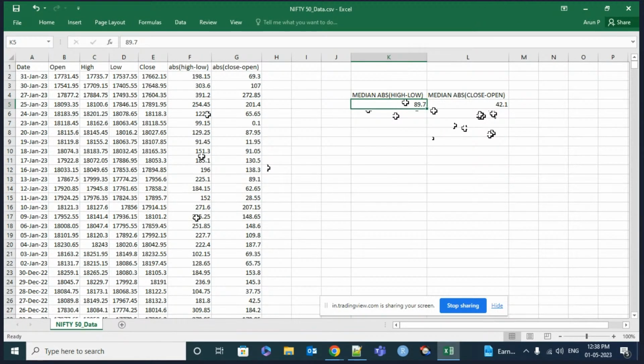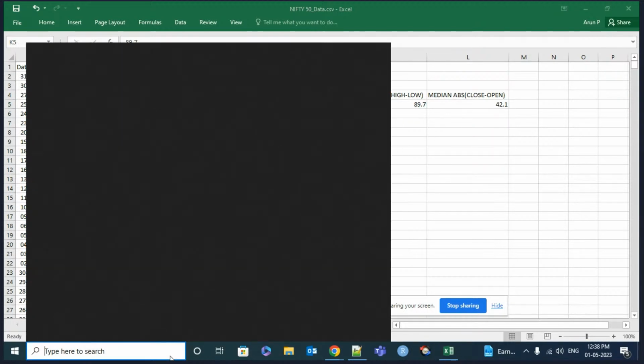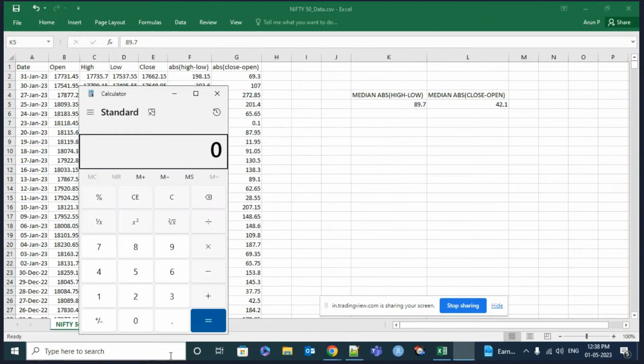Why this understanding is important is that if I know how many points it moves daily, then from my technical analysis on the charts, like the 4 hour time frame, if my target is 400 points, I can come to an approximation of how many trading sessions I can expect for the target to hit. If I consider 42, then 400 by 42 is 9 to 10 trading sessions. If it's 400 by 89, then it's 4 to 5 trading sessions.